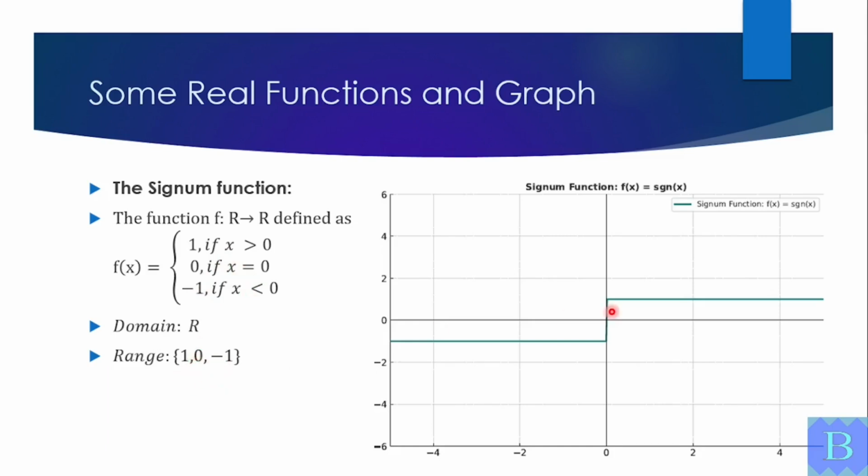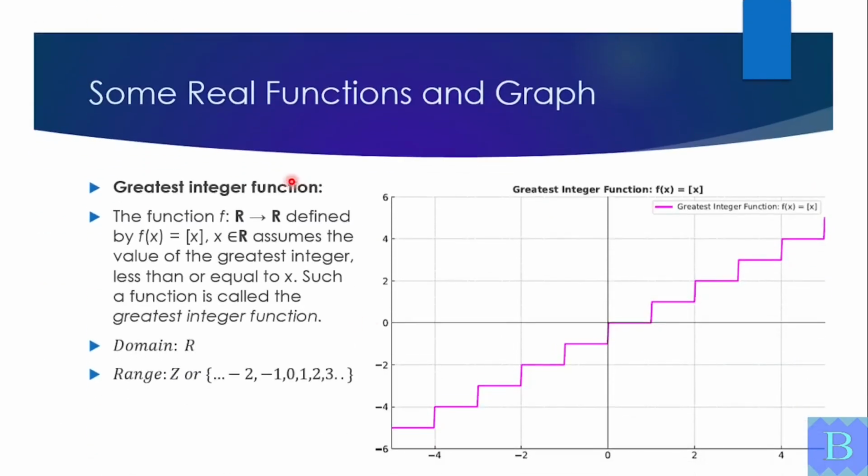9. Greatest integer function. Defined as f(x) = [x]. It gives the greatest integer less than or equal to x. Domain R. Range Z.